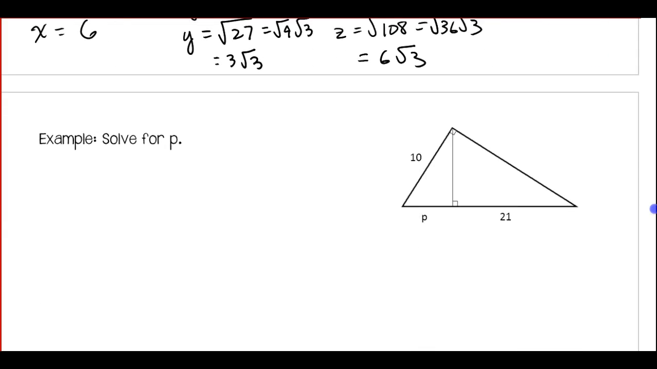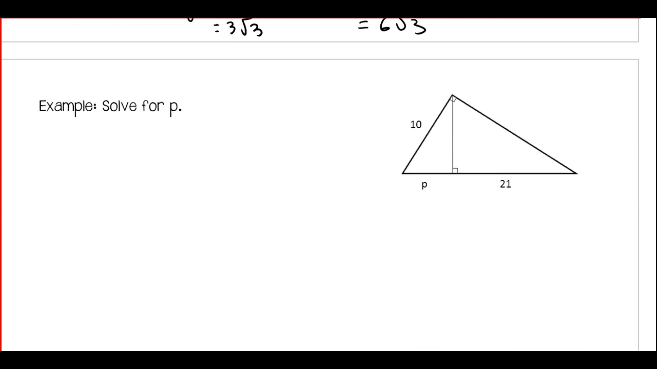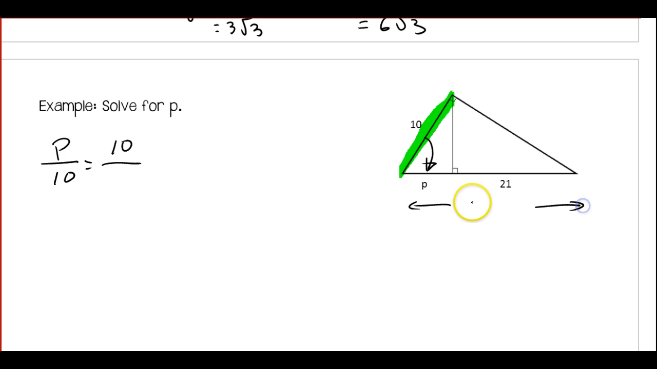Moving on to the last example, we want to solve for p. So again, identifying the part of the picture that can be the geometric mean would be 10. So I know that 10 is going to be between the part of the hypotenuse it's adjacent to, p, and the entire hypotenuse, which in this case is p plus 21.